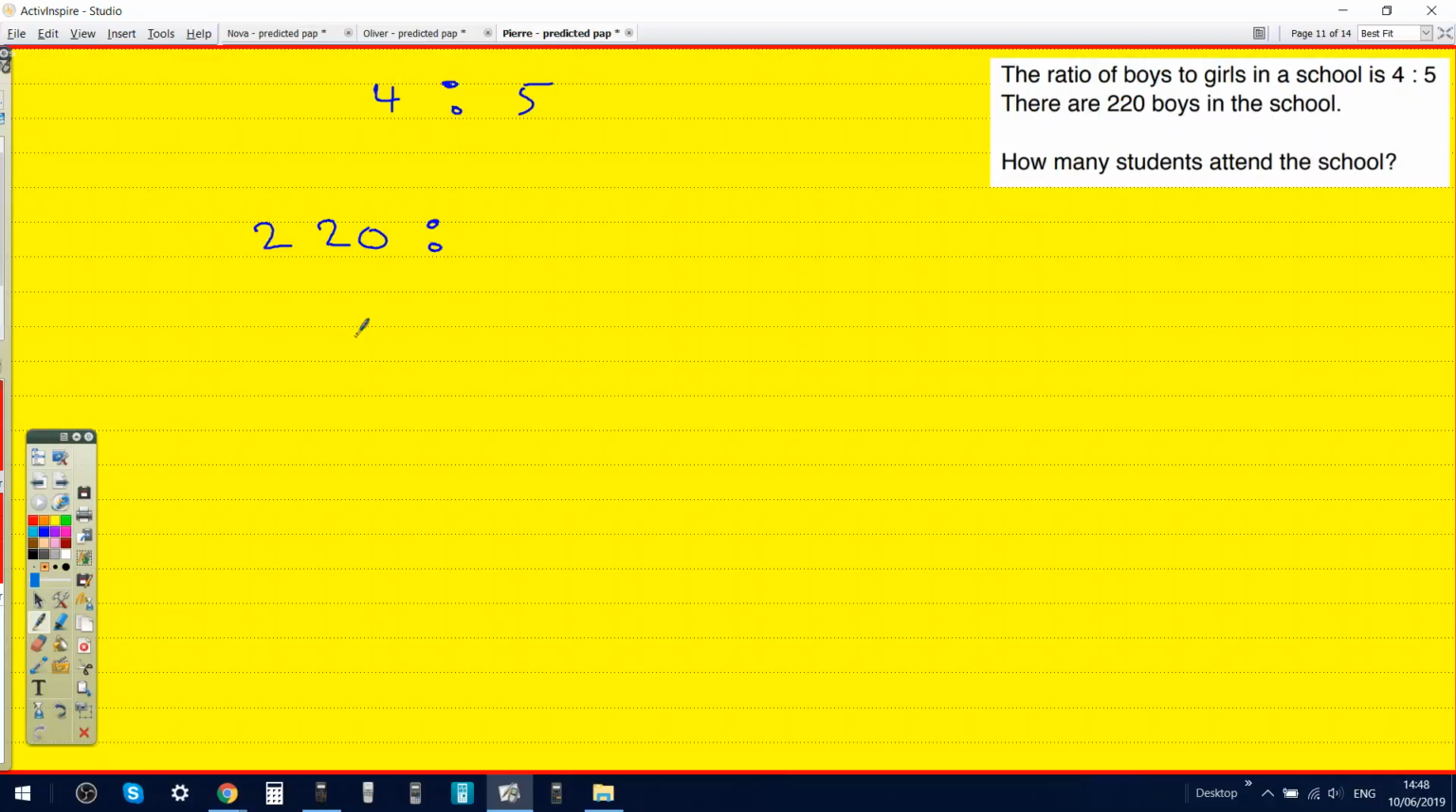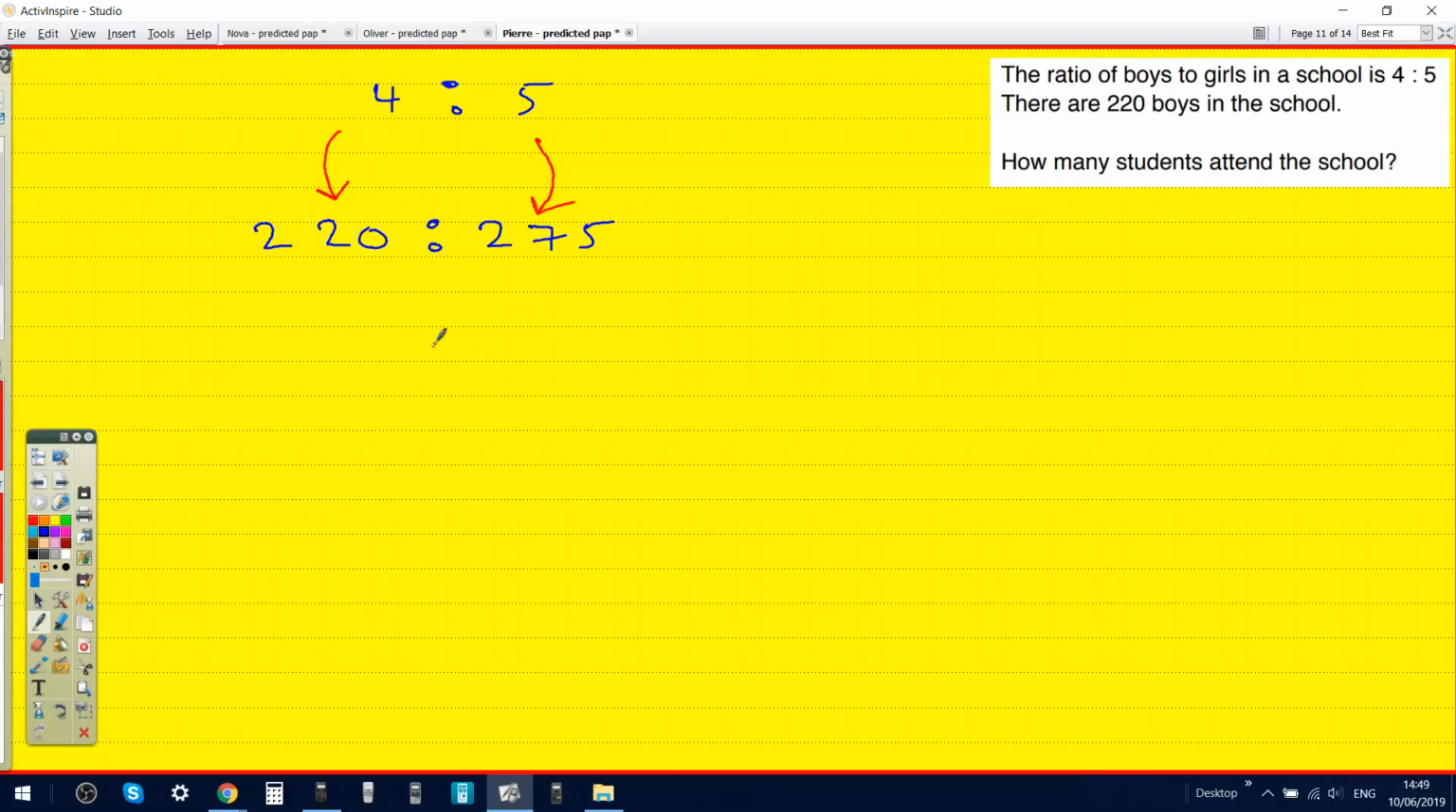With this question, you have to find out what one part is, but you can't just do 220 divided by 9, can you? It's not going to work. Well, you could say, what was it times by? So 220 divided by 4 is 55. So it'd be 5 times 55, which is 275.